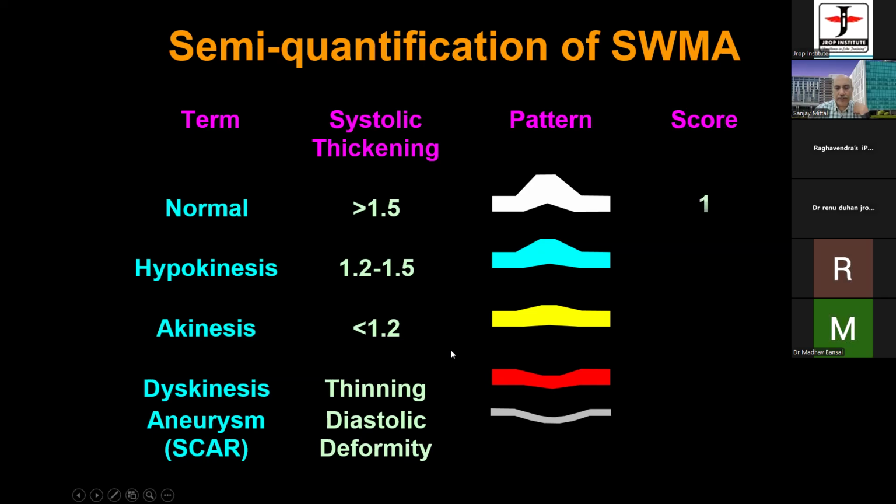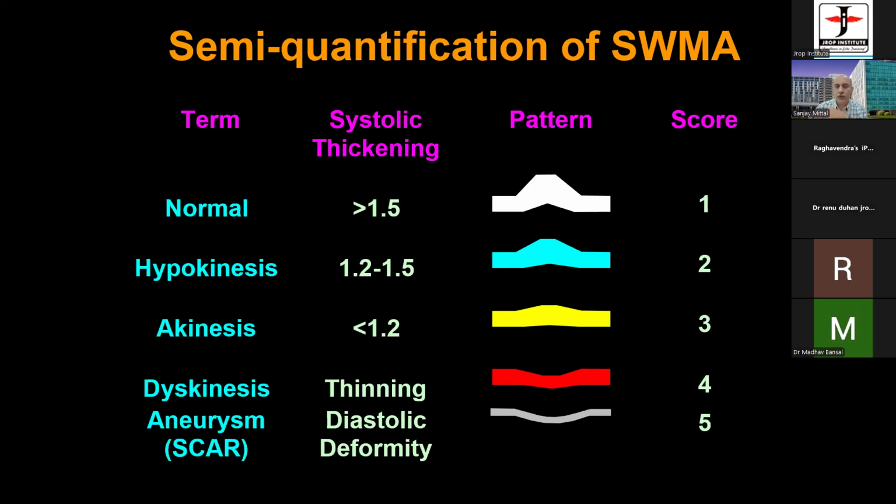And we can also give them a score 1, 2, 3, 4, 5 in that particular order. Now we have 16 segments, and each segment would have a score of 1 to 5. If every segment is normal, the total score of 16 segments would be 16 times 1, which is 16. And if we divide the total score by the number of segments assessed, it would be 16 divided by 16, which would mean the score index would be 1.